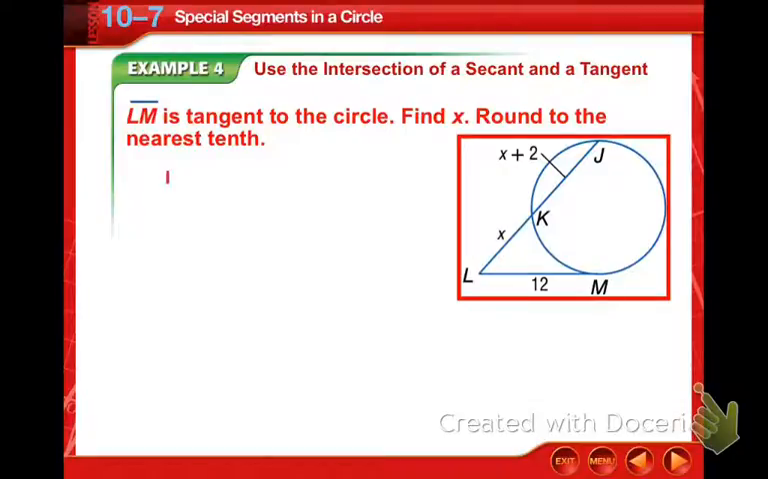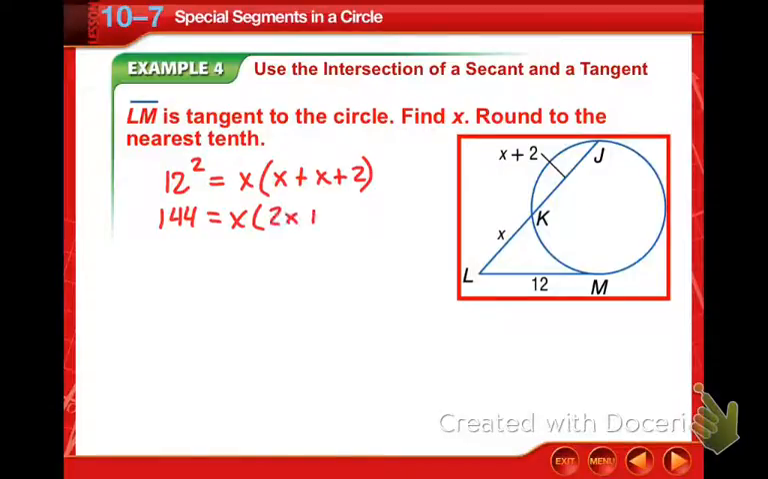So we know we're going to square the tangent, and then we have to multiply our x by x plus 2. So we need to simplify this. 12 squared is 144. x plus x is 2x, plus 2. We're going to distribute that x, and then we end up with 144 equal to 2x squared plus 2x.